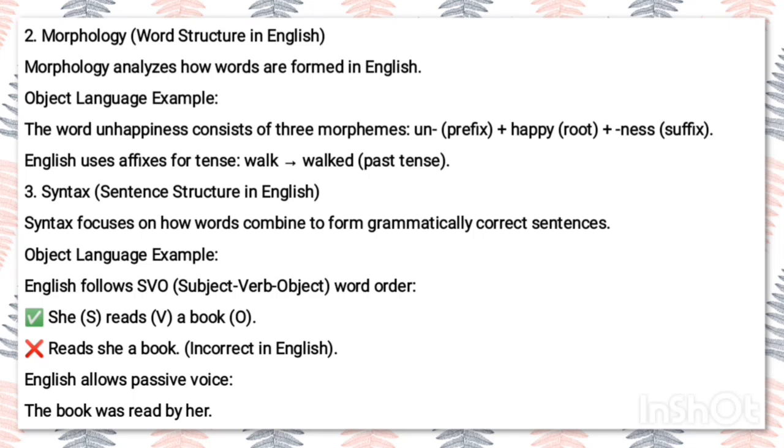For instance, correct: she reads a book, but incorrect: reads she a book. This does not follow the correct sentence order in English. Next one is passive voice. English allows for the construction of passive sentences where the object of the action becomes the subject. For example, the teacher reads the book. In passive voice, the book was read by the teacher.